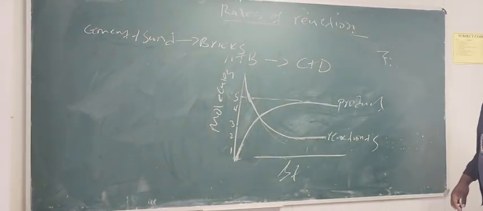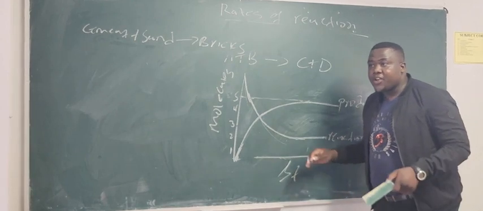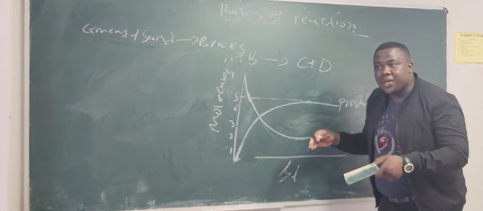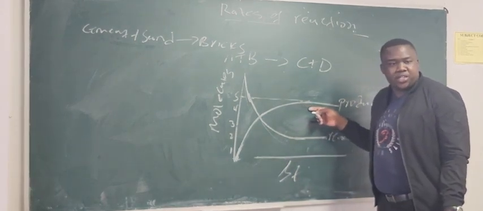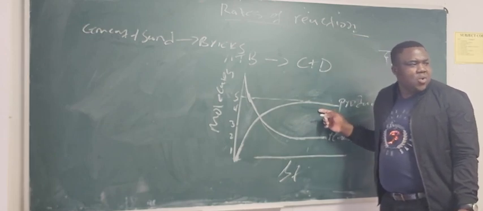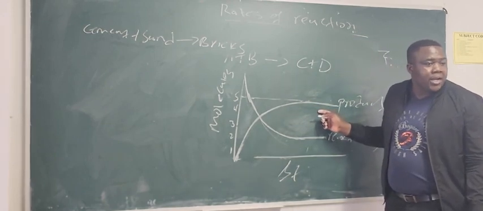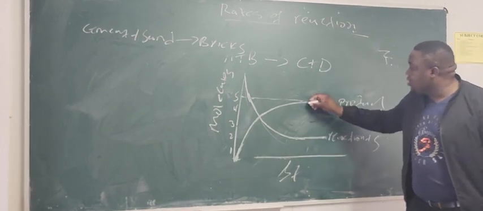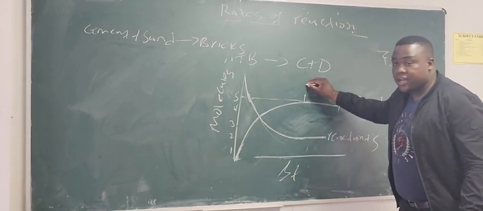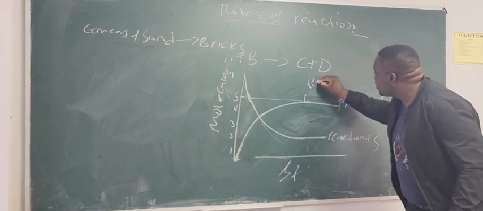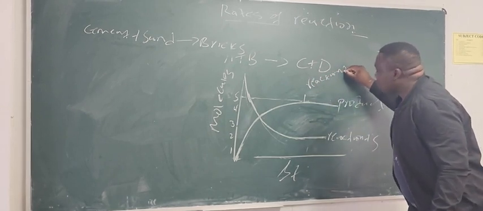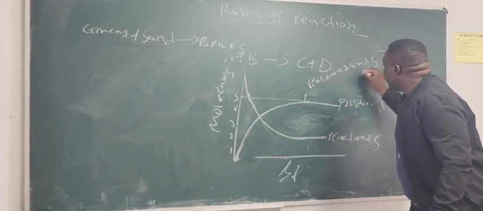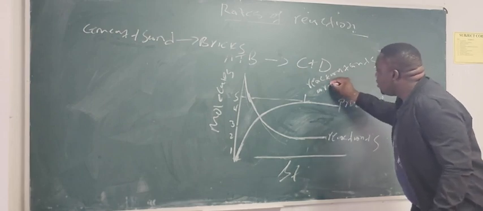You know why? It's because we are no longer forming bricks. That's why bricks are remaining in the same place. We are no longer forming bricks. So this line, you know what it represents? It says that reactants are used up. You can write this. Reactants are used up.